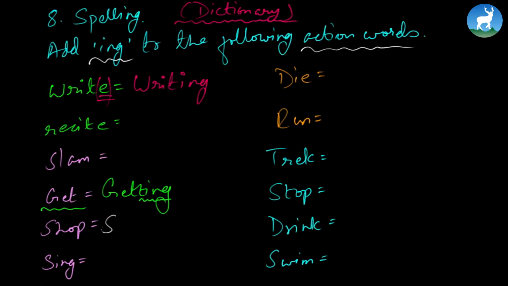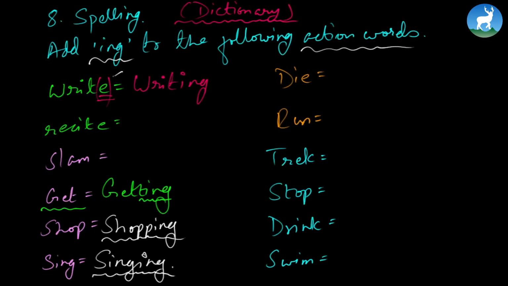Now if I go for shopping, look at that, shopping. See, I'm here again doing it. Now again I have singing here, and for singing I can just go for singing. So you have to figure out what to add and what to avoid. Like I have avoided E here, right?